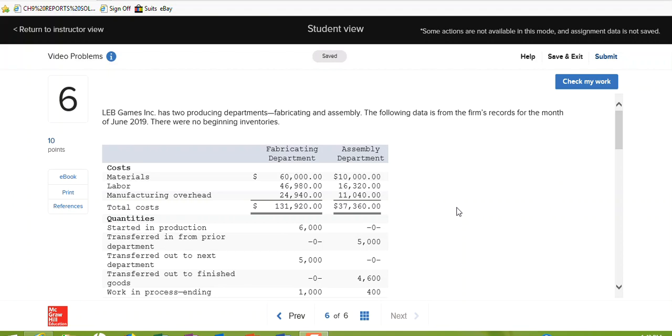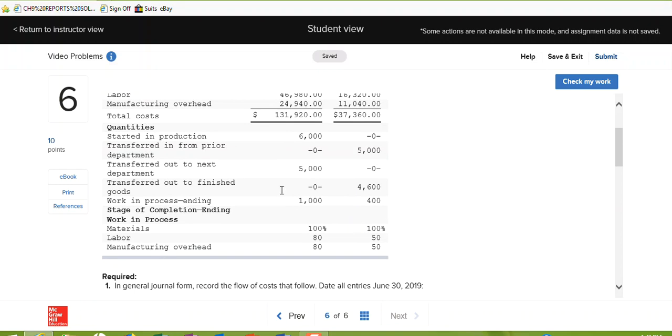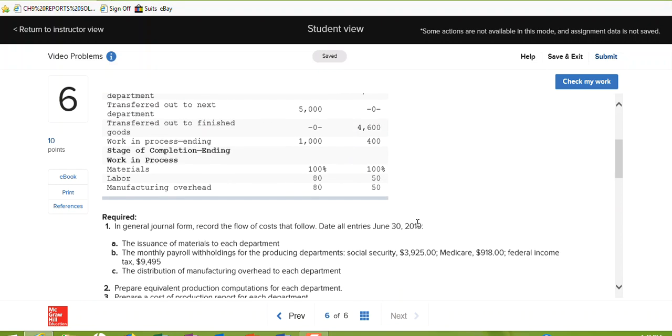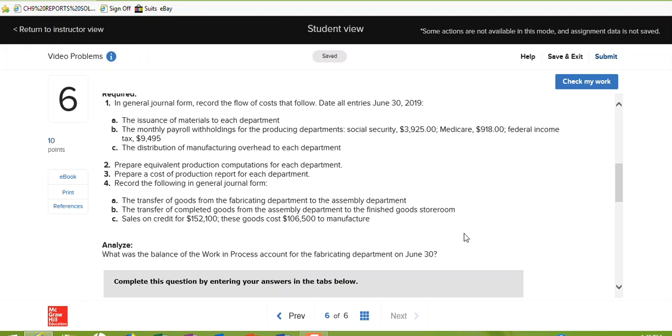So this one says LEB Games Incorporated has two producing departments. One is fabricating and one is assembly. And we've got some data for June. And then also it says there's no beginning inventories. So it looks like we've got some costs, some amounts, some stages of production, and then it has a million requirements down here that we've got to do. So the first one says, in general ledger form, record the flow of costs that follow. And we're supposed to date those entries on June the 30th.